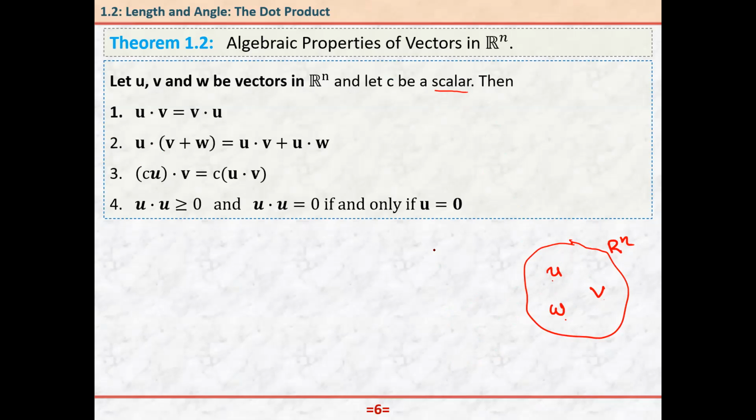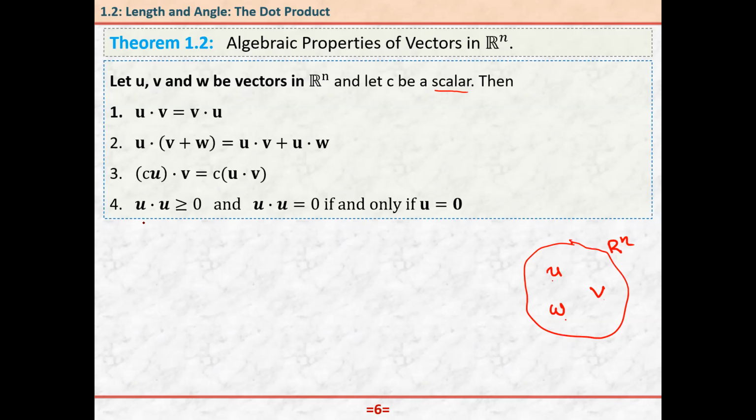The first property says that u dot v equals v dot u. In math, we call this the commutative property, right? And the second one says, the distributive property over addition: u dot (v plus w) is equal to u dot v plus u dot w. In a similar way, if you just multiply u by c, we know that multiplying a vector by a scalar means scaling a vector. Either you're just shrinking or extending, right? So (c u) dot v is the same as first u dot v and multiply by c.